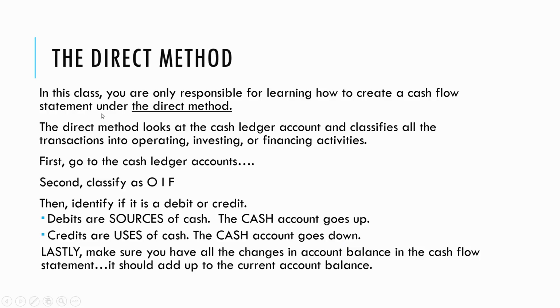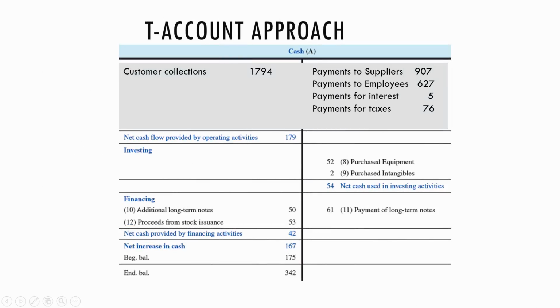As I say here, you are only responsible for learning how to create the cash flow under the direct method. Go to your ledger accounts, classify them as OIF. If they are debit, they're sources. If they're credit, they're uses. And then last of all, you go back and you create the bottom part of the statement, which says the beginning balance, ending balance, and the changes.